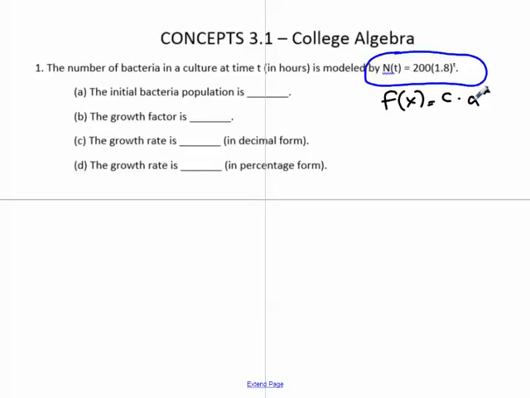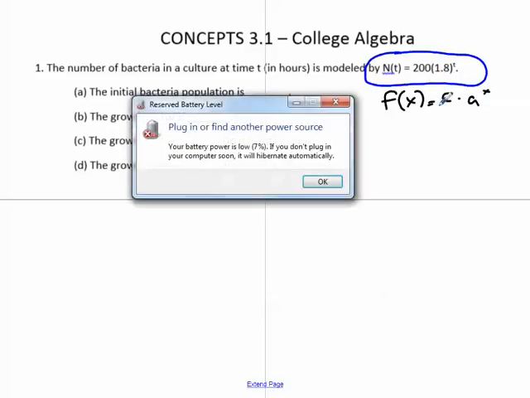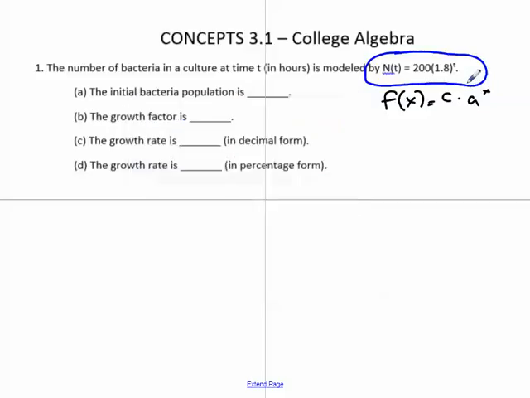My growth factor a is what I multiply a value in my table of values by to get to the next value. That's what's called the growth factor a. That a is 1.8. The f of x explains our exponent. And when we've got a variable in our exponent, that means we've got an exponential equation. So this x becomes a t in our equation, and the f of x becomes N of t. So the initial bacteria population, our c value, is 200.